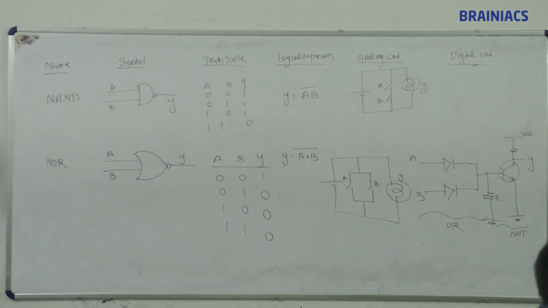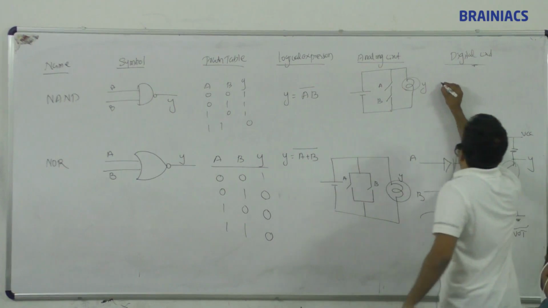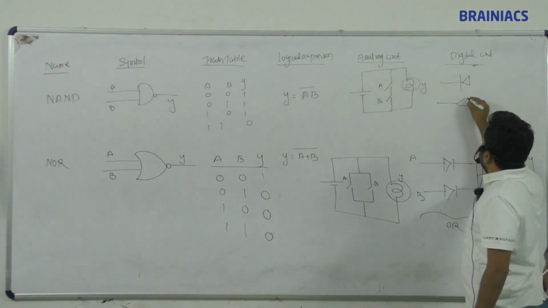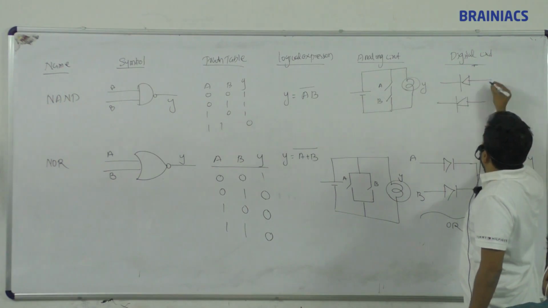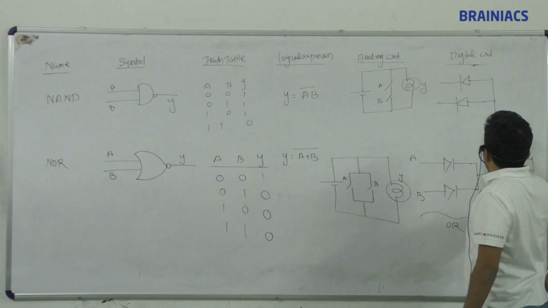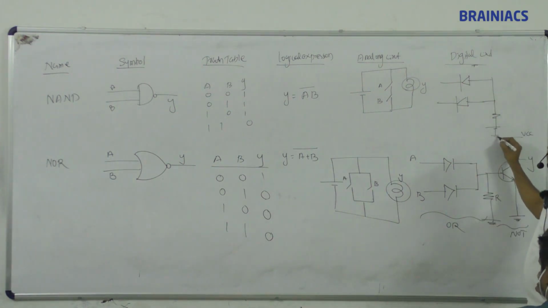Then draw the digital circuit. Hope you have drawn before me, right? Okay, so how does it look? First, what we have to construct is an AND gate. AND gate, how does it look? Here a resistor, here one voltage. This can be taken upside also, but the voltage should be there.